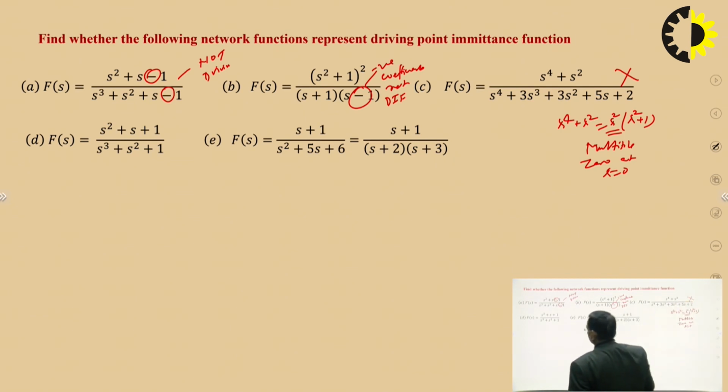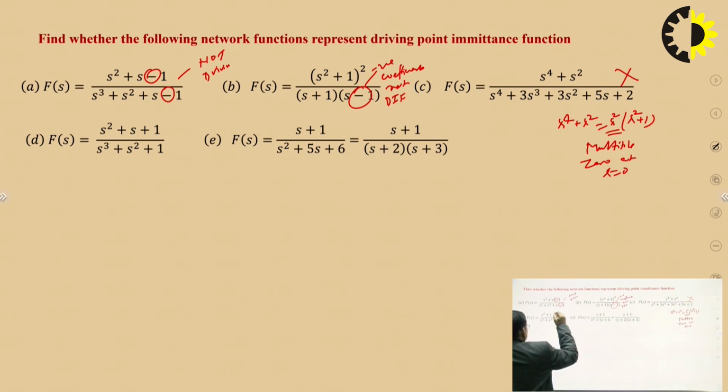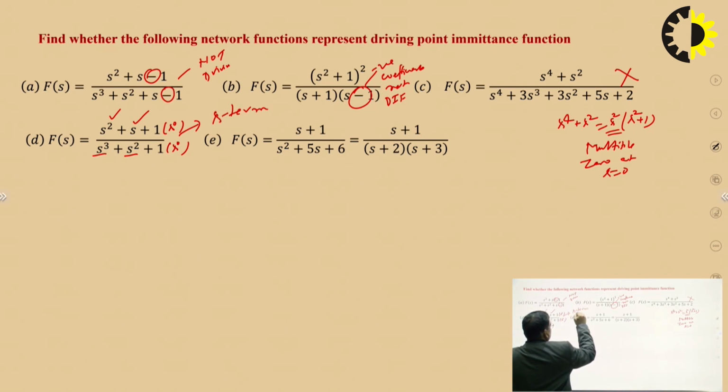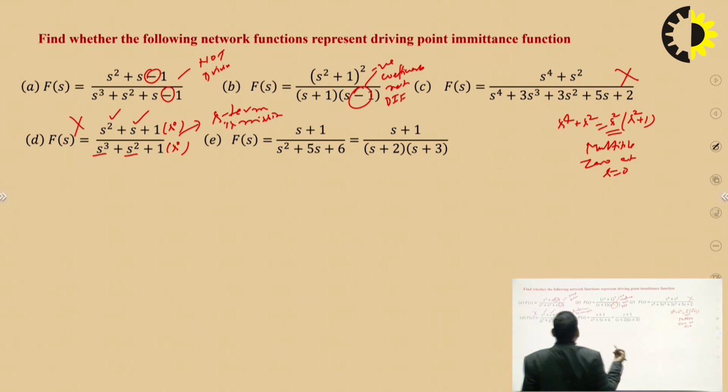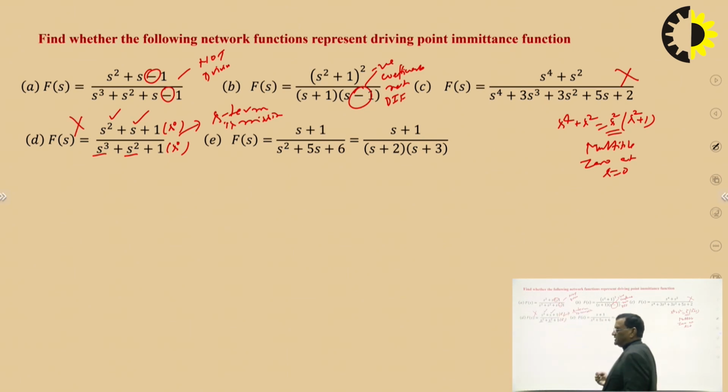Then look here. Here you can see s cube, s square, and here it is s0. So the s term is missing. So it is also not a driving point function. So A, B, C, D, we have seen that they are not driving point immittance functions.